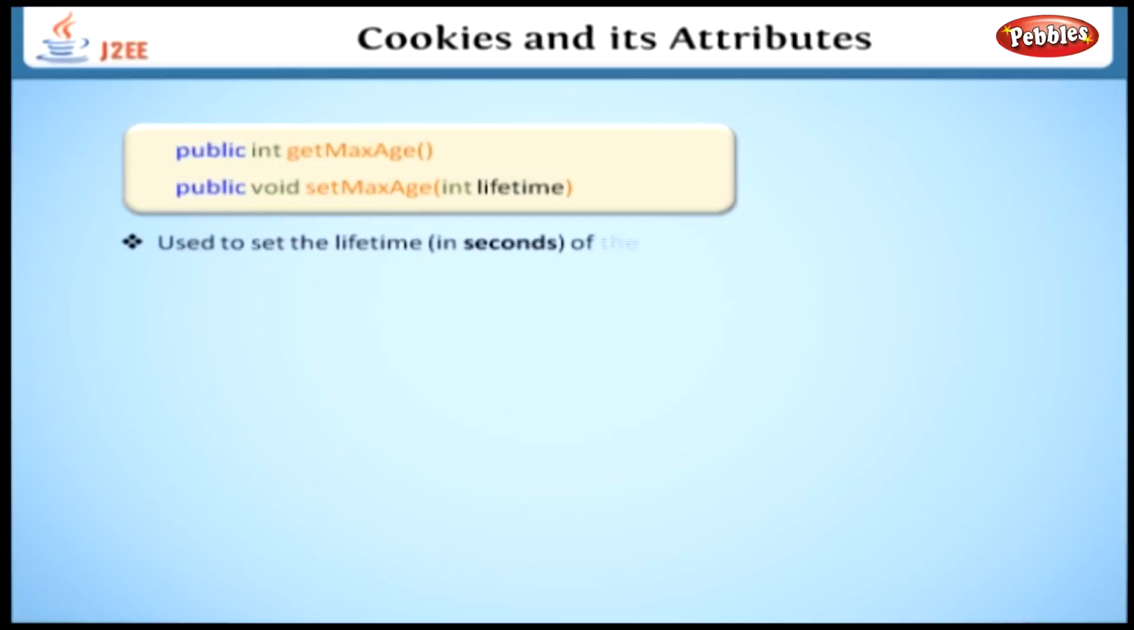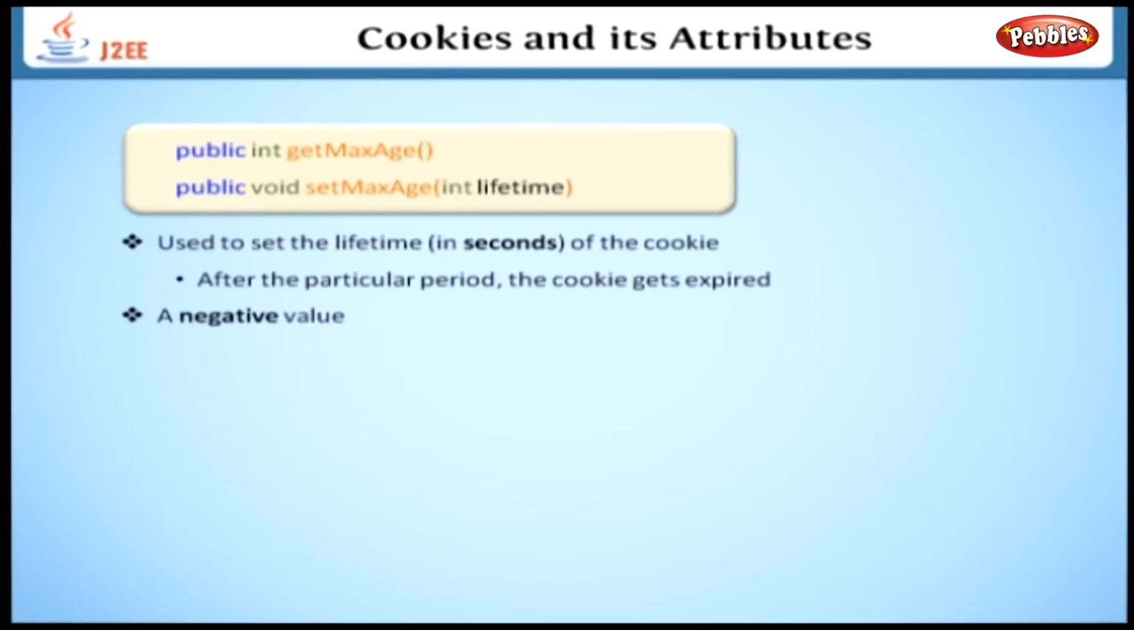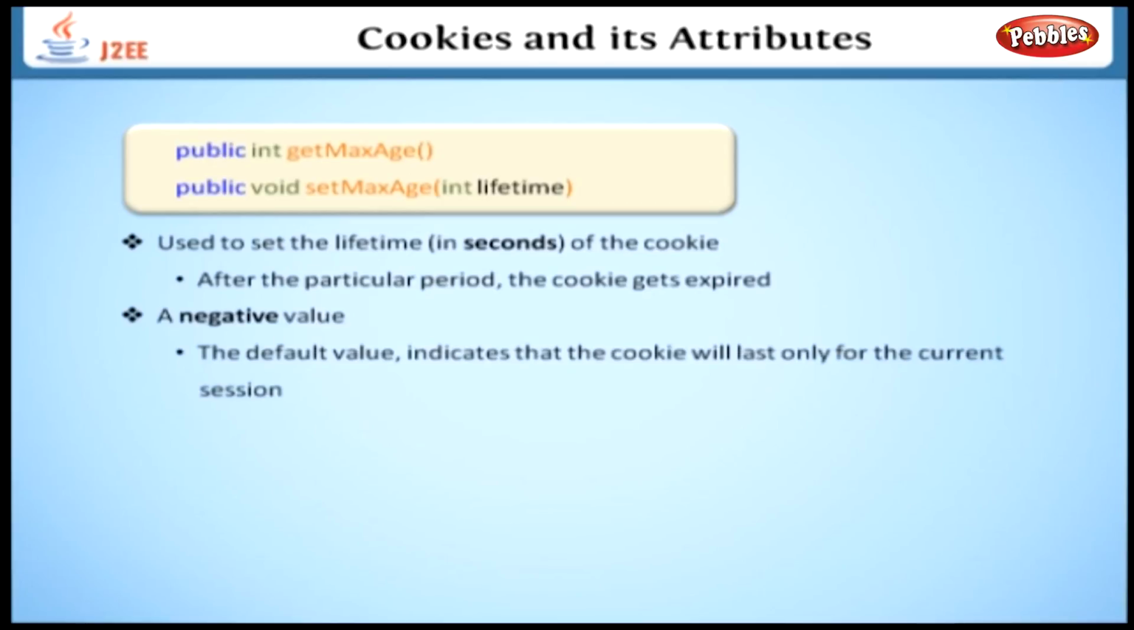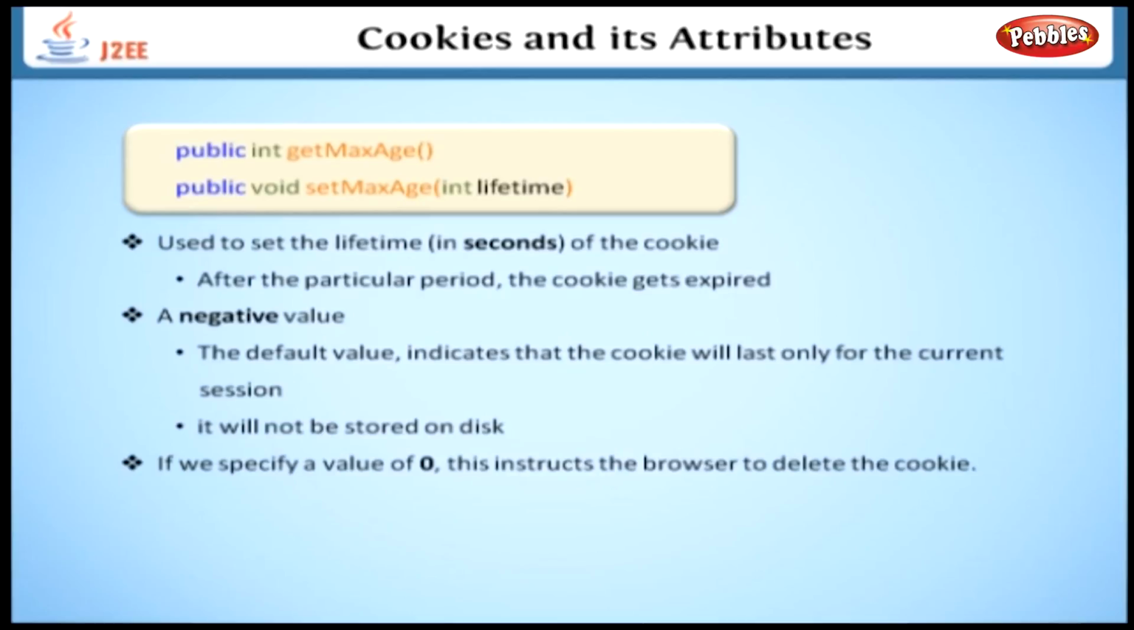We can use these methods to set the lifetime in seconds of the cookie, i.e., after the particular period the cookie gets expired. If we specify a negative value for the lifetime variable, which is the default value, it indicates that the cookie will last only for the current session, i.e., until the user closes the browser, and it will not be stored on the hard drive. If we specify a value of 0, this instructs the browser to delete the cookie.